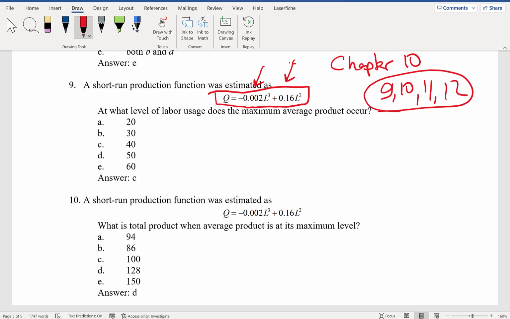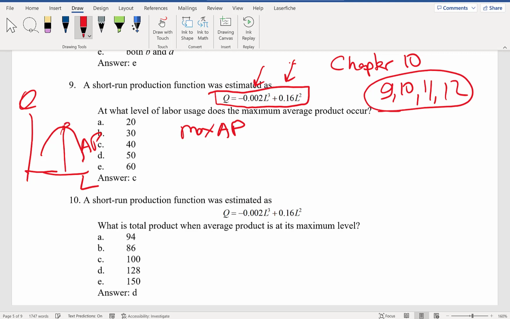So the maximum of average product, right? The average product curve looks like this: average product on the vertical axis, labor on the horizontal axis. We're trying to find this point, and the maximum point of average product happens at the level of labor usage given by the formula right here, negative B over 2A. And what are this B and A?